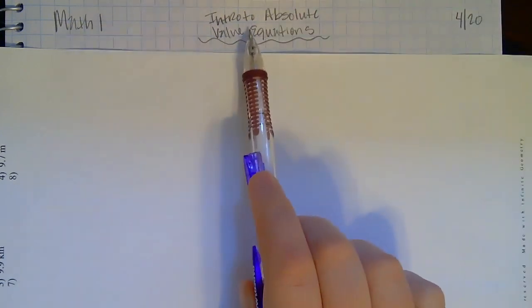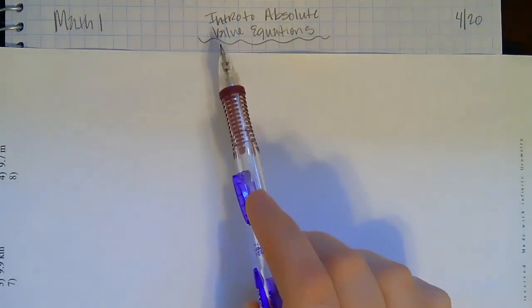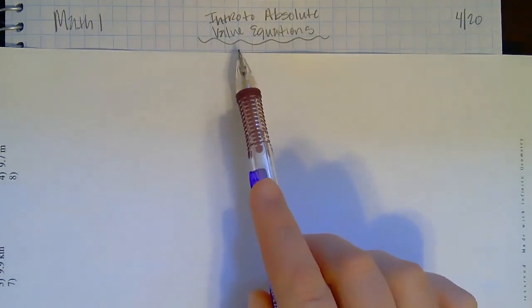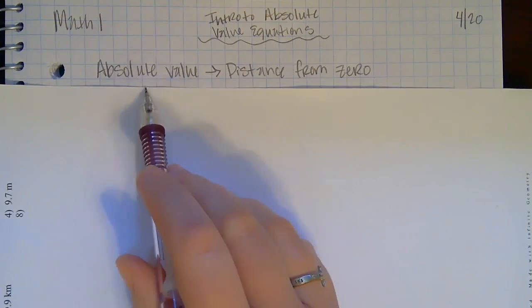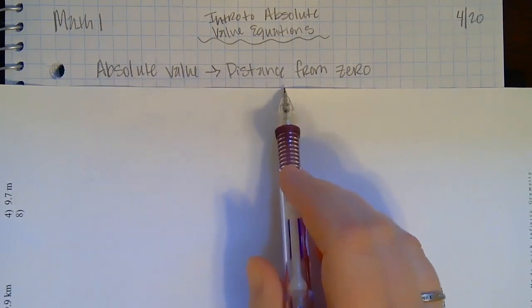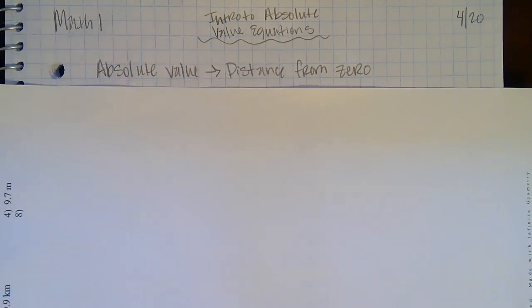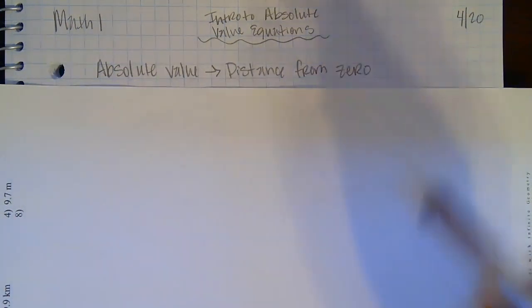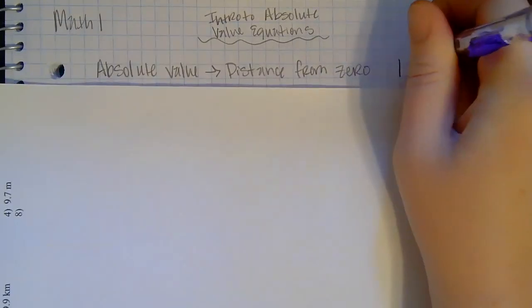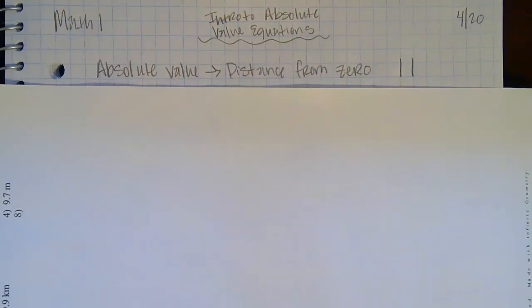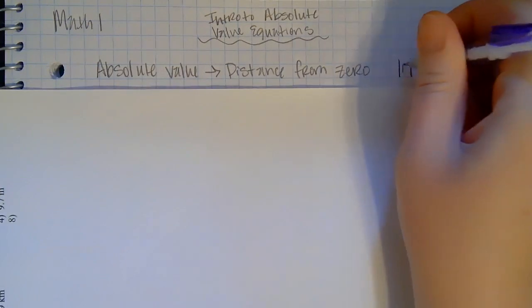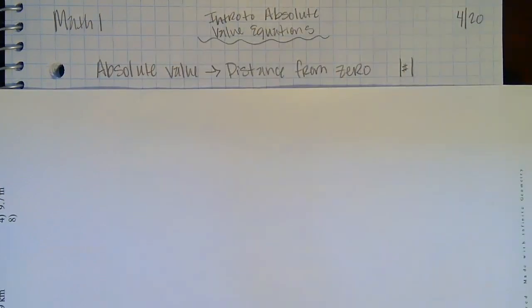We're going to be starting to talk about absolute value today. Today's just kind of an introduction though, so it should be pretty quick and simple, okay? So first things first, I want to make sure you know that the absolute value means the distance from zero. And what does absolute value look like? It looks like two bars going up and down, like this. This is how absolute value looks, with a number or something in the middle.